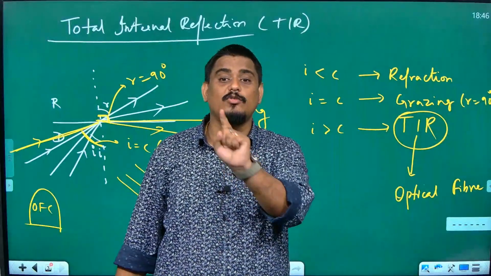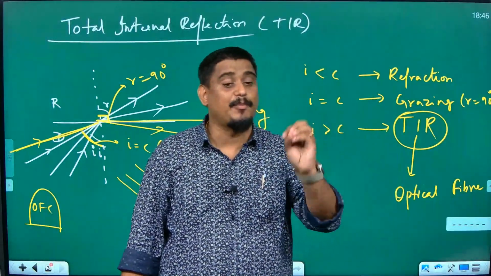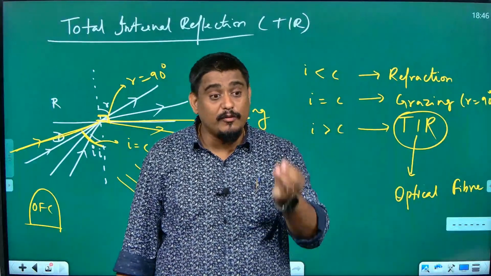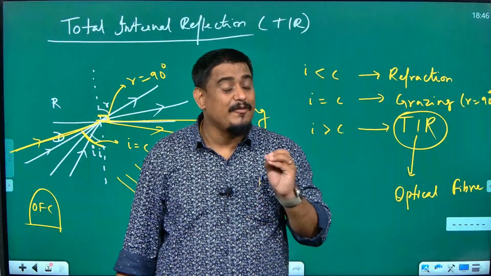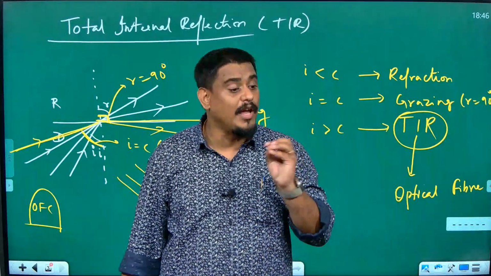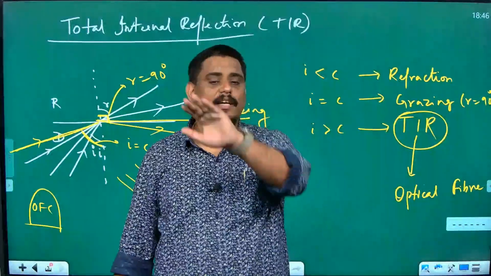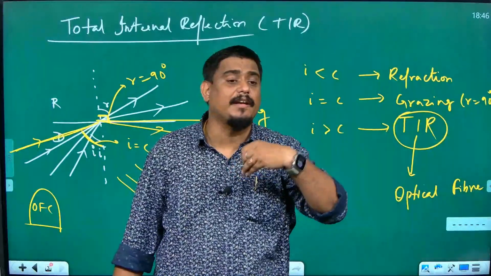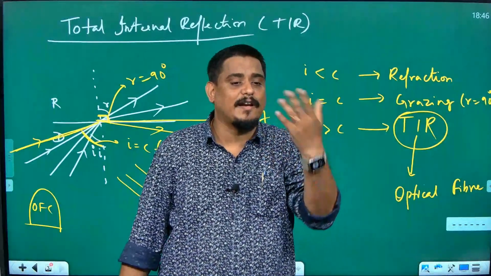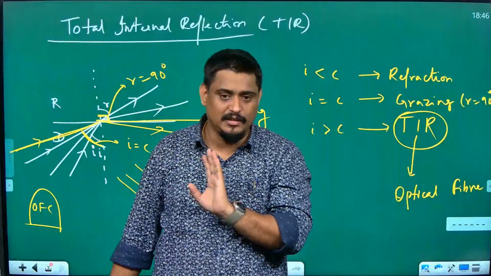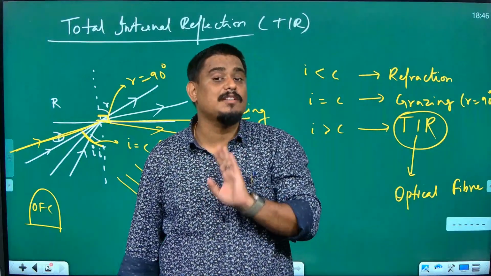If you want to send data at the speed of light, at least approximately the speed of light, then you have to convert your data into light. But even after you convert your data into light, if you send it, it may not reach the other end, because some of the light may get absorbed, some may get refracted, and only a few will get reflected to the end. For that, what is the best way?